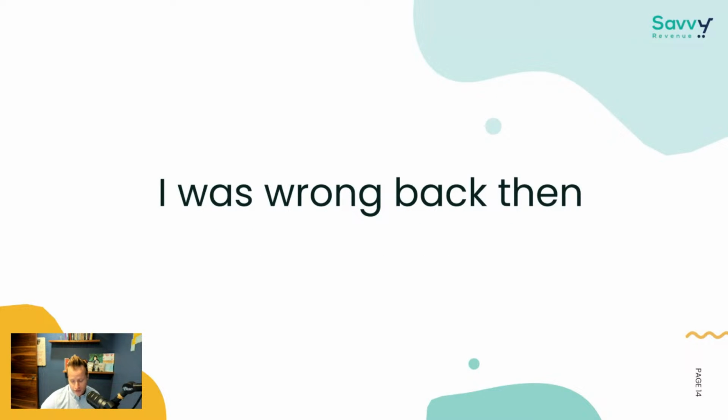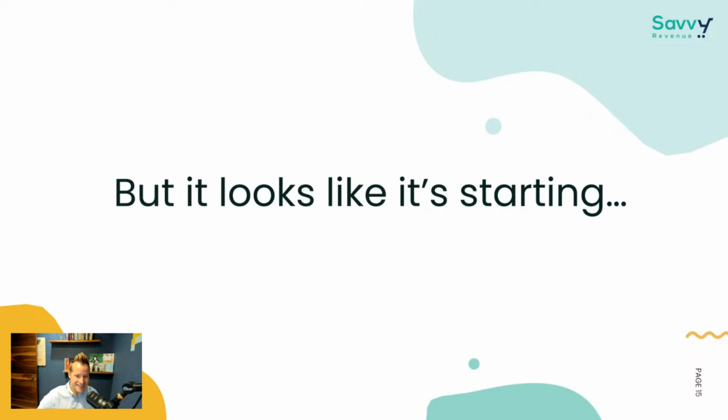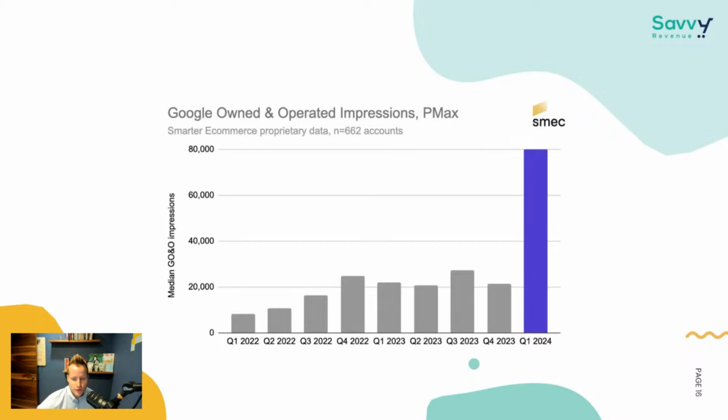I was wrong back then. This has never happened, but it looks like it's starting to happen. So this was from Smack's data from Q1 and 600 accounts, where they started looking at what kind of data we're starting to see come in on Google Ads, on Google owned and operated impressions.